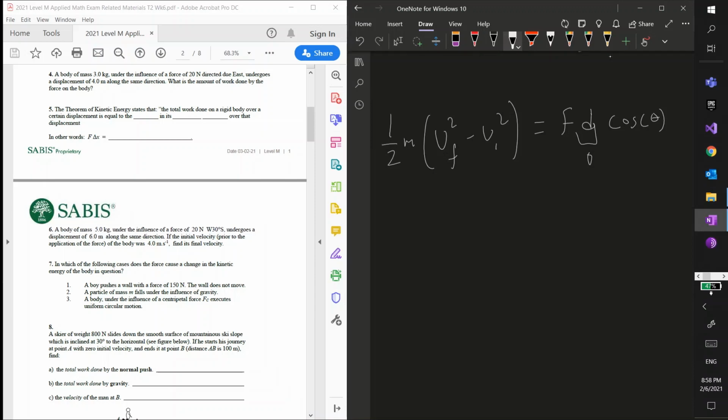Number 2, a particle of mass m falls under gravity. So if you have a ball over here, it falls and it reaches here. So there's a displacement, whatever that displacement is, 5 meters, for example. That means there is a change in kinetic energy because there's a displacement. Number 3, a body under the influence of a centripetal force executes uniform circular motion. In uniform circular motion, your velocity is constant and it's equal to 2 pi r over t. If it's constant, that means your v final is always equal to your v initial. So this is going to be 0, thus there's no change.